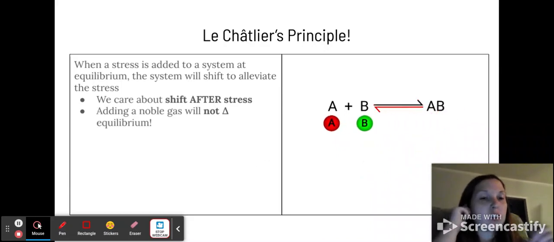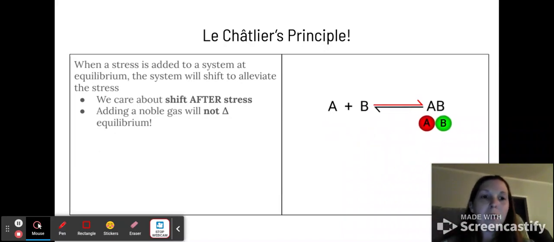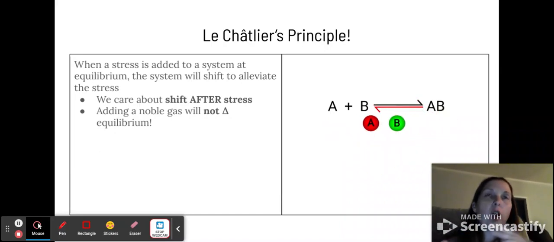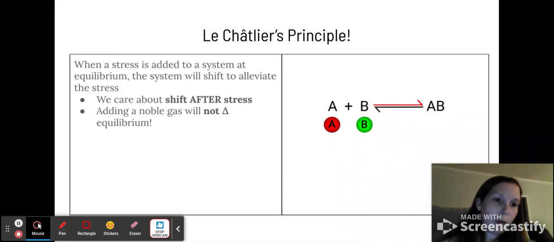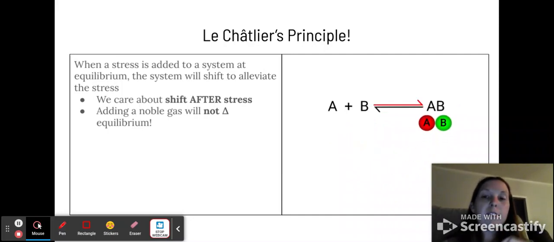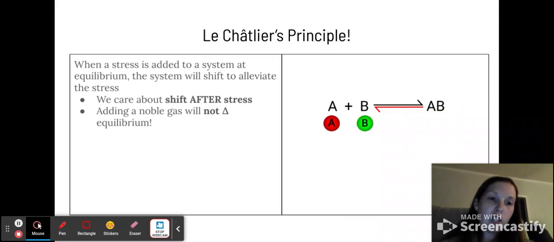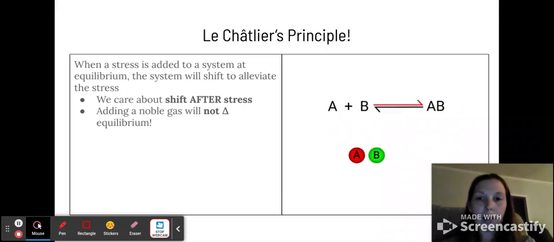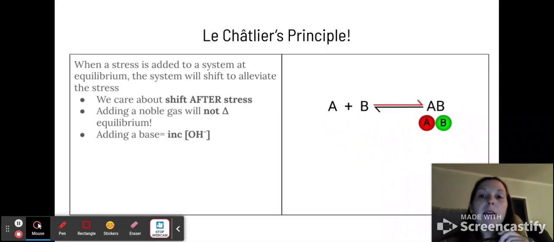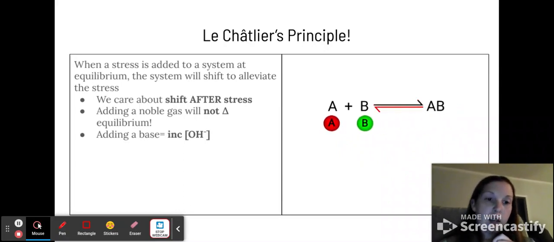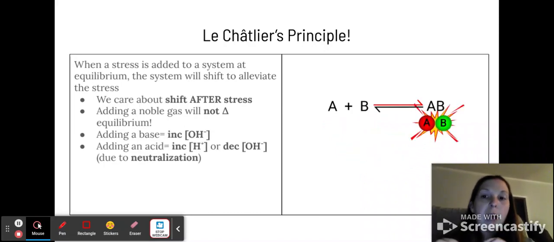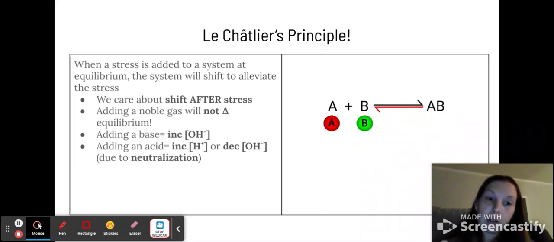A couple things to note here that affect equilibrium: we'll go through the stresses that you normally see, but sometimes you will see these as well. If you add a noble gas, it does not change equilibrium because a noble gas does not react with anything. If you add a base, that will increase the concentration of OH-, so pay attention to where that is located. And if you add an acid, depending on what you're looking at, you will either increase the concentration of H+, or decrease the concentration of OH- by neutralizing it to water.